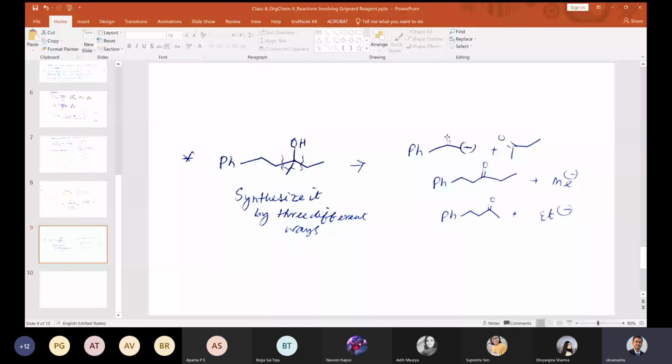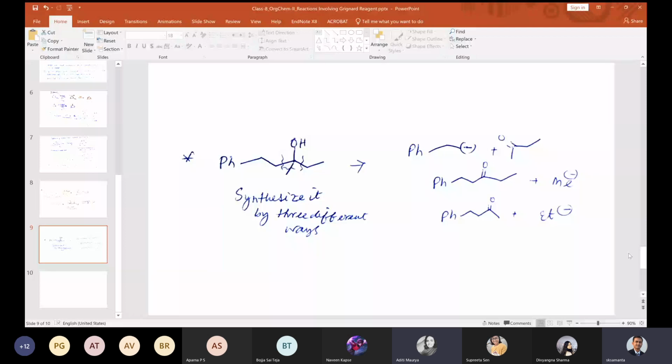And once you arrive at this disconnected thing, now to go forward, what you will do is show where this PhCH2CH2 minus is coming from. So you take PhCH2CH2Br. How can you make that? That also you can propose. And then you do the Grignard formation to form this Grignard reagent. Then you take this methyl ethyl ketone and do the forward step. Yes, sir. Got it?